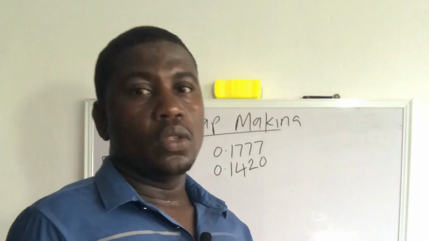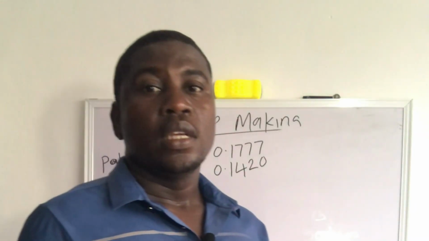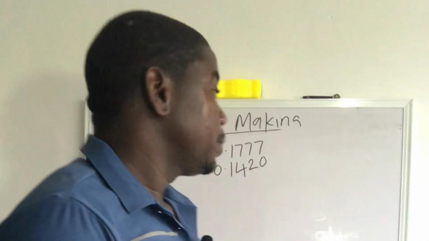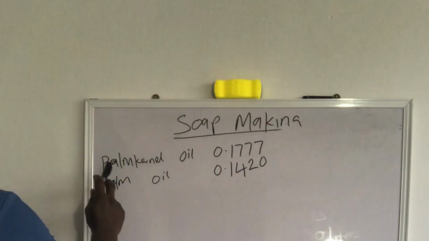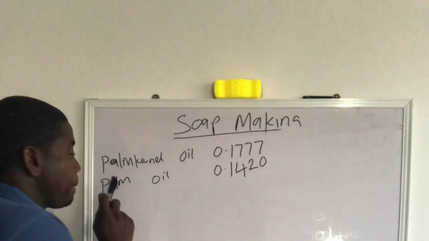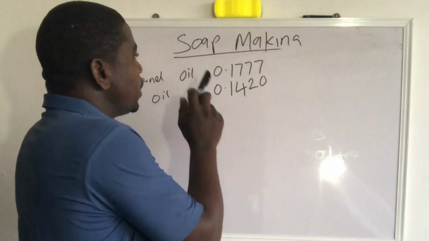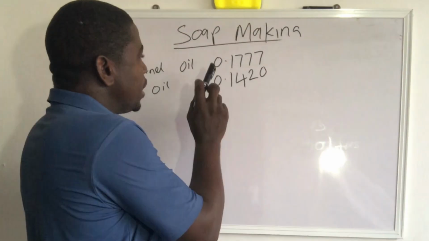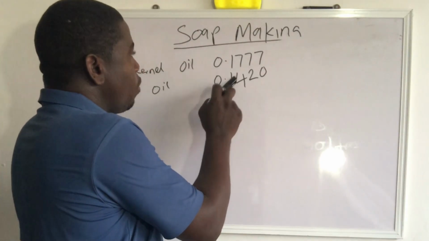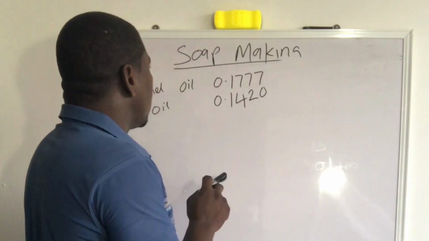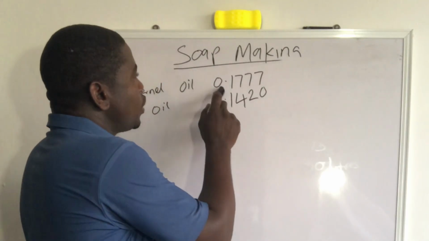Today we are going to be looking at how to combine two oils in soap making. Here we have palm kernel oil and palm oil. This is the saponification value of palm kernel oil, and this is the saponification value for palm oil.